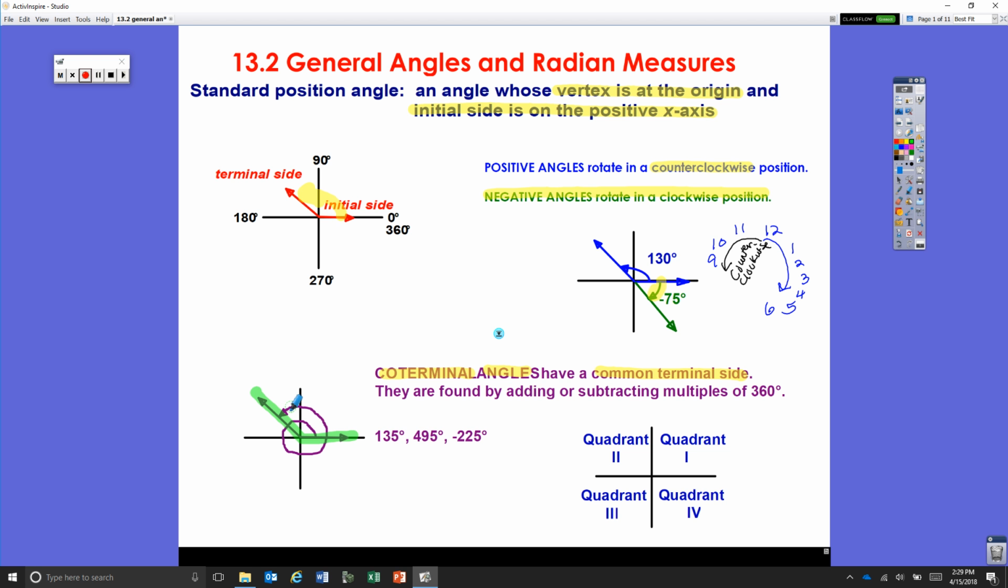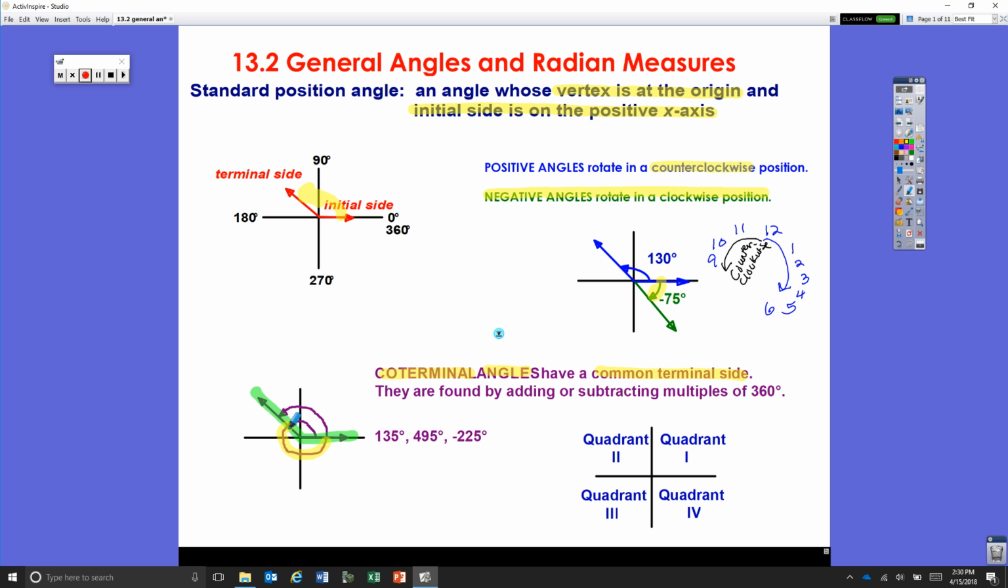So this one says 135 degrees, plus another 360 would be 495. If I went around again, another 360 would be 855, etc. Also coterminal would be in the negative way. So if I came this way around, it is also coterminal to the 135. Up to this point would be negative 90, negative 180, negative 225. So it means they have the same terminal side. They end in the same place.